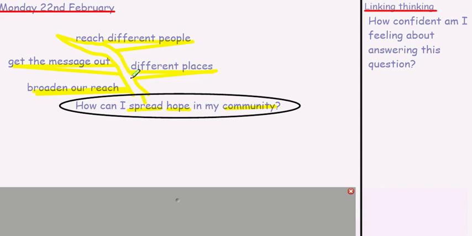Okay, so the first thing that I've unpicked then is this word spread. So what does spread mean? It means to reach different people, we want it to reach different places, we want to get the message out or broaden our reach. Now, pause the video now if you want to have some chance to copy some of these. If you haven't got these already, it might have given you different ideas. And then if you're ready, we're going to move on to hope.